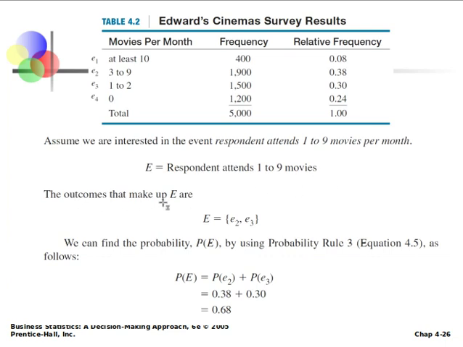The outcomes that make up E are a set of E2 and E3. One to 9 is composed of two class intervals.